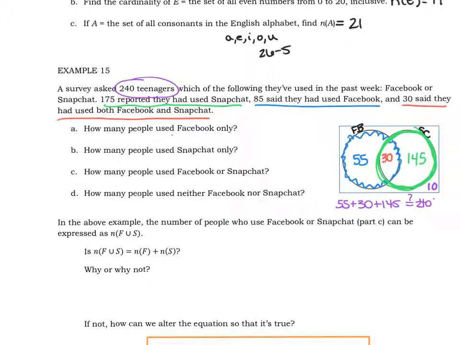And so now we can go through and answer these questions. How many people use Facebook only? Well, that's those 55 people. How many people used Snapchat only? That's the 145. How many people use Facebook or Snapchat? So remember, that means one or the other, or potentially both. So that's the 55 and the 30 and the 145 added together for a total of 230 people. And then how many people used neither one? Well, those are the 10 people on the outside.